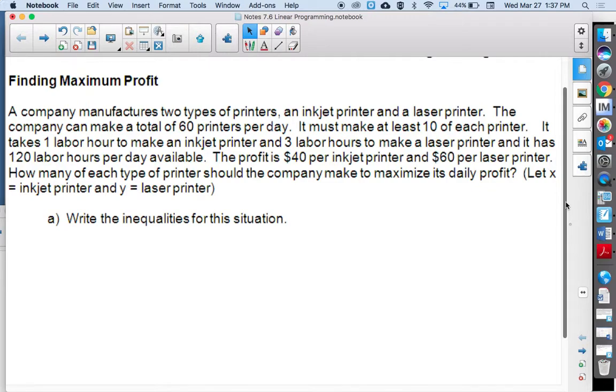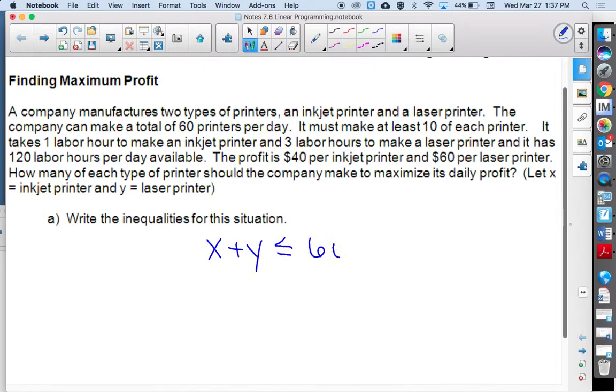Michael, do you have an inequality? Yeah, I have x plus y is less than or equal to 60. And why did you write that? Because it says they can make a max of 60 printers a day. So there's 2 printers combined together, maximum 60 printers a day. And it did already define the information in the parentheses here, so we didn't need to worry about writing that extra stuff. Alright, so that would be one piece of information we can gather.